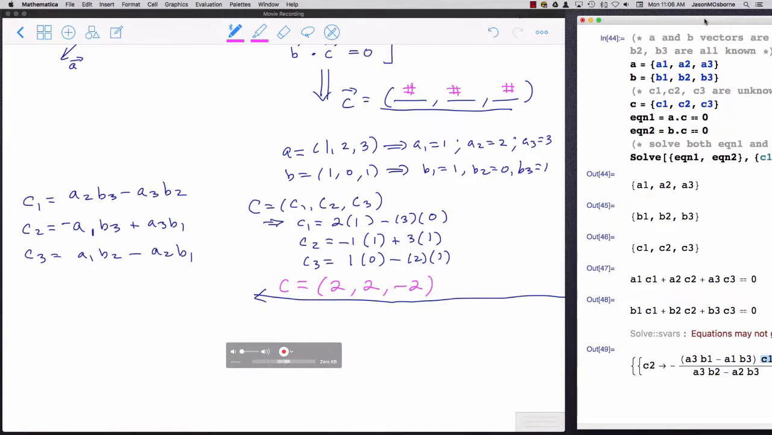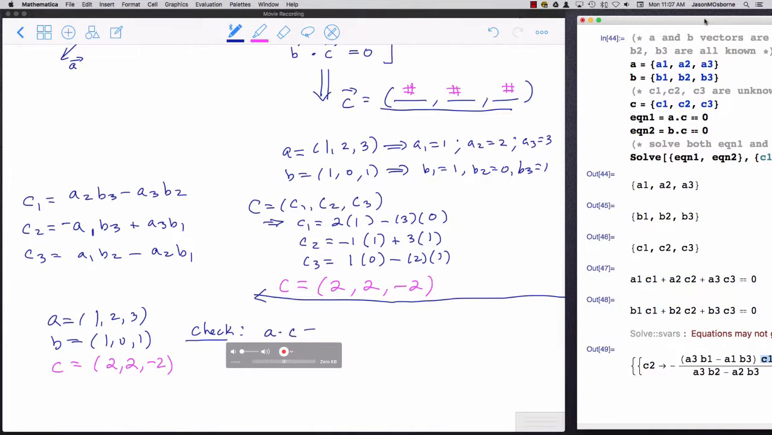Okay, so if we have the vector A, which is 1, 2, 3, and B is equal to 1, 0, 1, we've created a new vector C from A and B that is 2, 2, negative 2. Okay, we should probably check that. You should check that we have accomplished our goal.